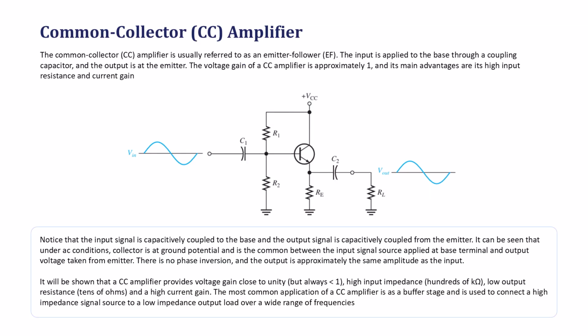The common collector amplifier is usually referred to as an emitter-follower. The input signal is applied to the base through a coupling capacitor, and the output signal is taken from the emitter also through a coupling capacitor. The voltage gain of a CC amplifier is approximately 1, and its main advantages are its high input resistance and its current gain. Notice that under AC conditions, the collector sits at ground potential.